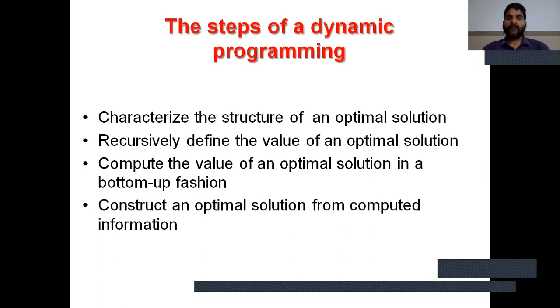So we follow the 4 steps of dynamic programming. First, characterize the structure of an optimal solution. Second, recursively define the value of an optimal solution. Third, compute the value of an optimal solution in a bottom-up approach. Fourth, construct the optimal solution from the computed information. All 4 steps are used in solving assembly line scheduling.